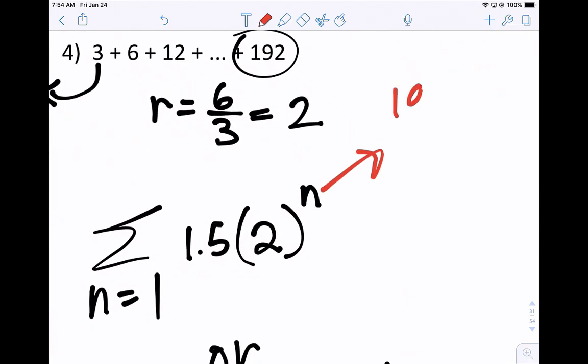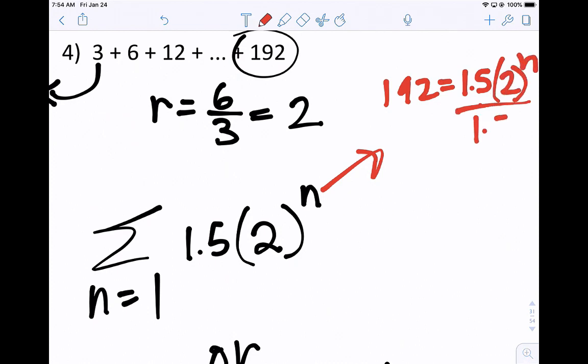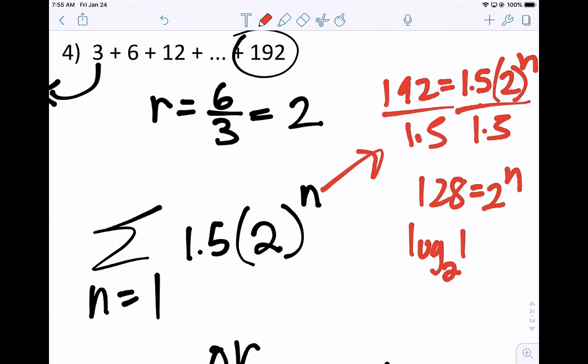Okay, so 192 equals 1.5 times 2 to the n. We'll divide each side by 1.5, and we're going to log it. 192 divided by 1.5, we get 128 equals 2 to the n. Log base 2 of 128 equals n.